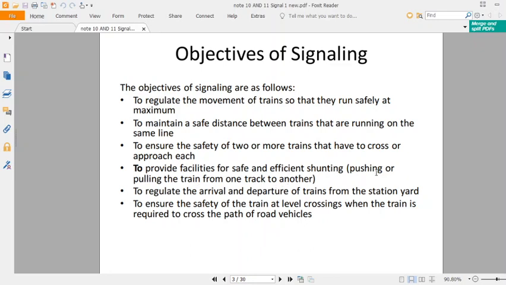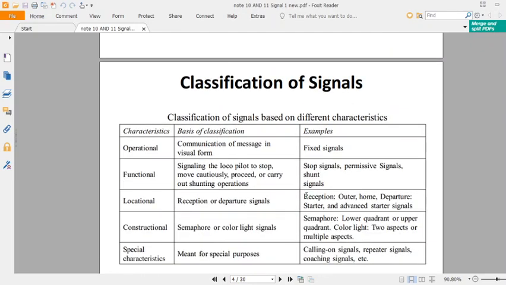Now shunting operation means pushing or pulling the train from one track to another. Next is to regulate the arrival and departure of trains from the station yard and to ensure the safety of the train at level crossings when the train is required to cross the path of road vehicles. Okay, so these are the objectives of signaling.